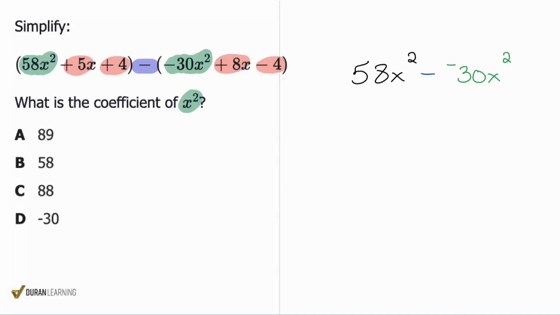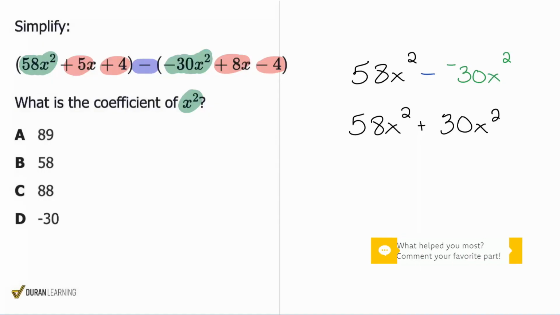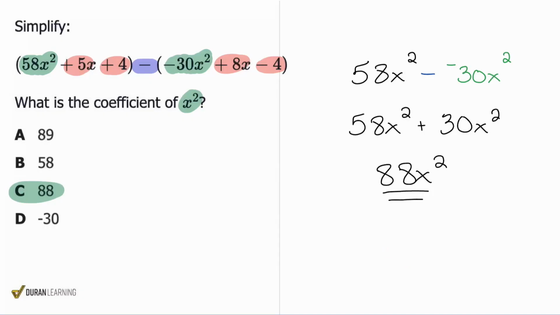So with that, we're going to have 58x squared plus 30x squared. Oh boy, this turns into something much more manageable than before. 58 plus 30, everybody. Yeah, 88. So we have 88x squared, making our answer choice C. Nice and easy there.